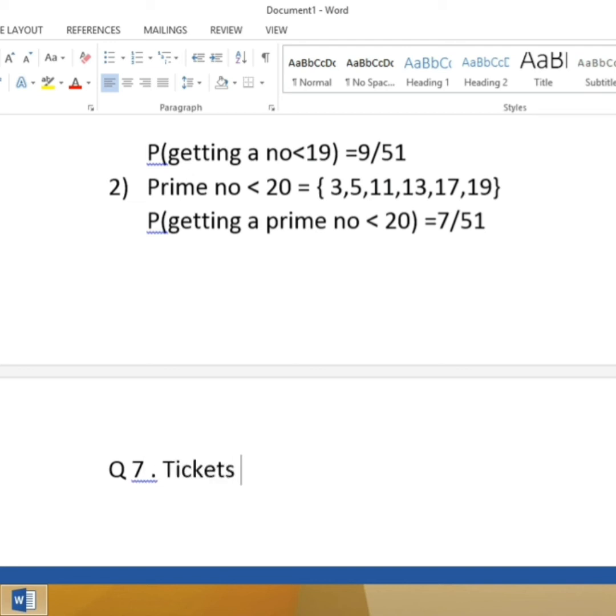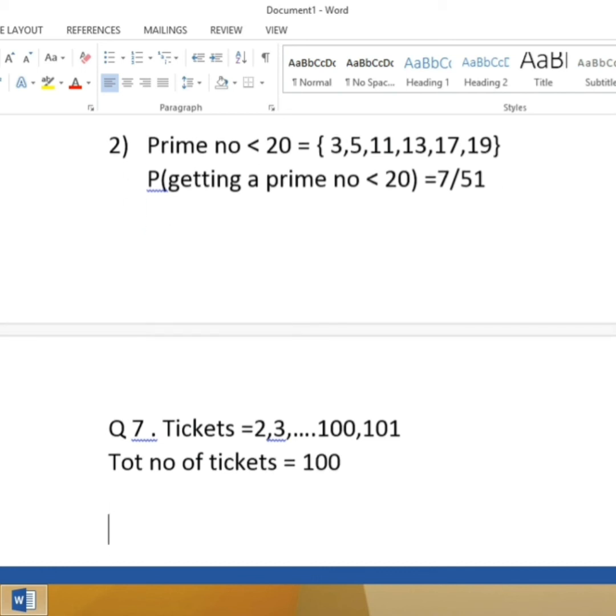Next, question number 7. The total number of tickets is 2, 3, and so on up to 101. So we know the total number of tickets is going to be 100, since it starts from number 2. Here the even numbers can be 100 divided by 2, that's going to be 50.